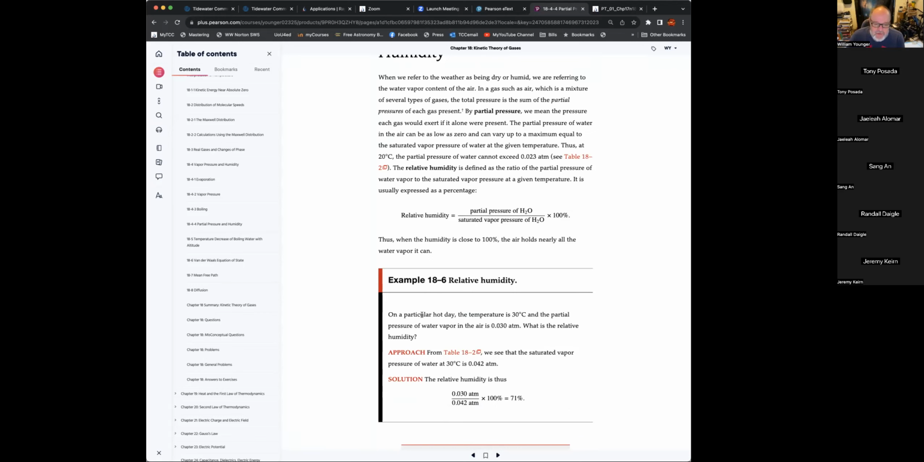So right here it says on a particular hot day, the temperature is 30 degrees Celsius and the partial pressure of water vapor is 0.030 atmospheres. What is the relative humidity? So you see they've given you the partial pressure of water vapor and they've given it to you in atmospheres. That's what you've got to know going into the problem, because now you've got to look up the saturated vapor pressure in atmospheres. That's specifically why I said that's the part you had to know.